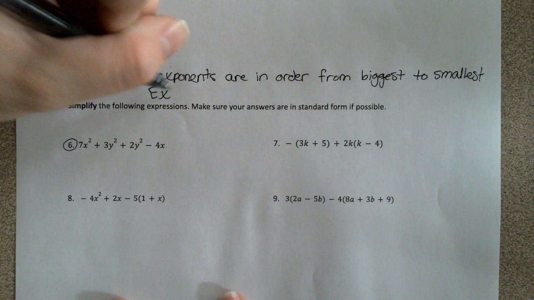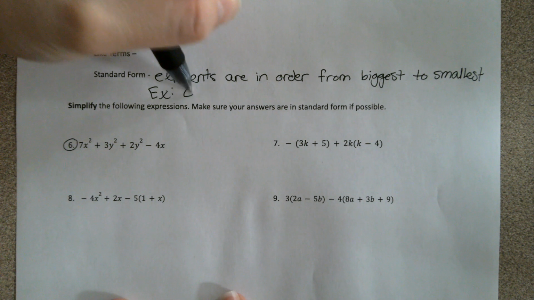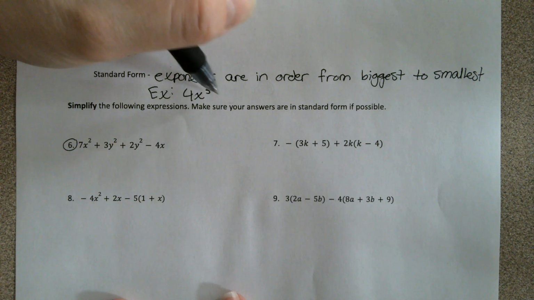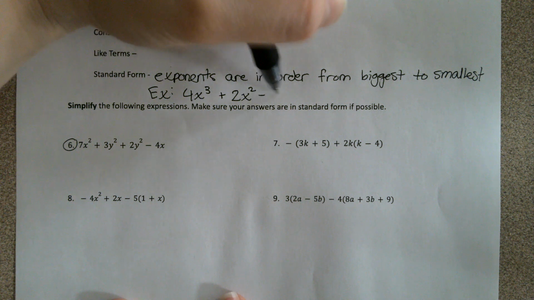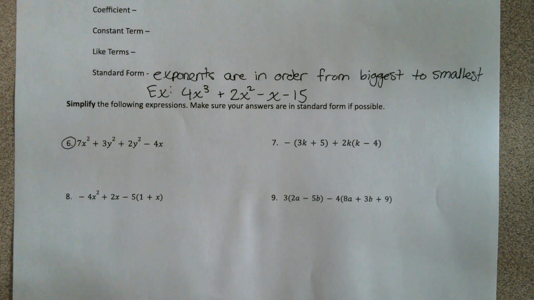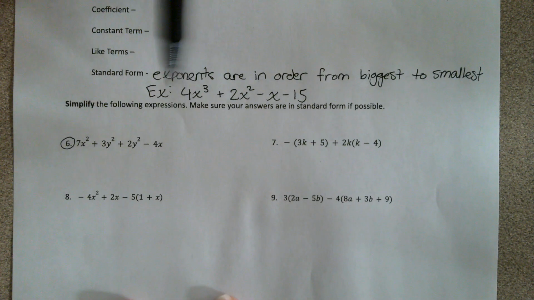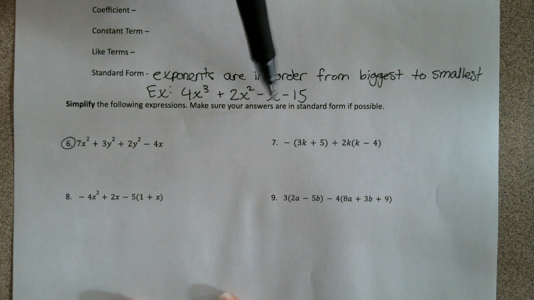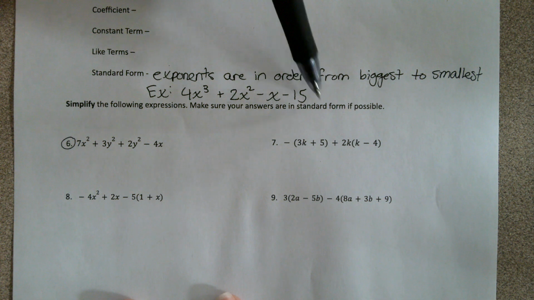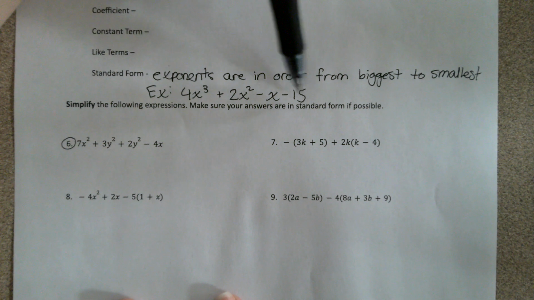So for example, we could have 4x cubed plus 2x squared minus x minus 15. Notice how the x's are in order with the largest exponent first. We have the 3, then the 2, then 1, and then this has no exponent. So this has no variable, so it's going to be at the very end.